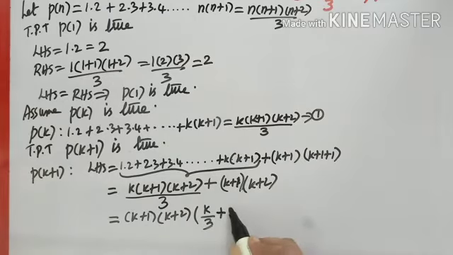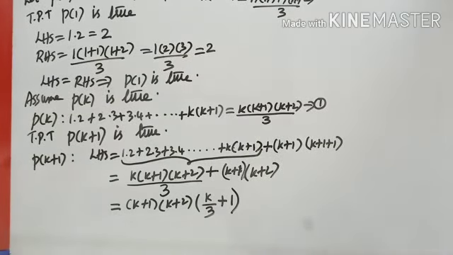plus 1. Here nothing is left out, so 1. How will I simplify this answer? k plus 1, k plus 2 into LCM 3, k plus 3.